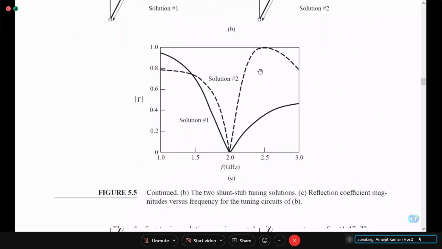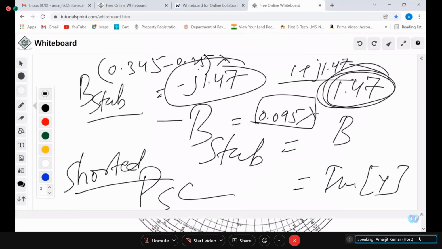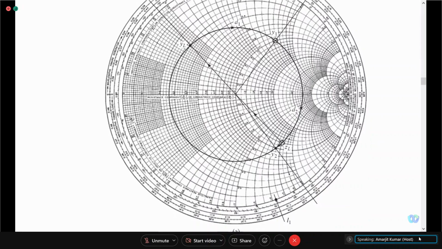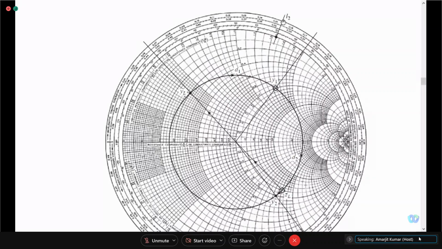So how I did this calculation, which I have written here? In the book only it is written. It came like this: 0.345 lambda minus 0.25 lambda for L1, because you have chosen a shorted stub. Shorted stub means 0.25 lambda here. What about L2? Where is L2? L2 is here. Again the stub is shorted only.